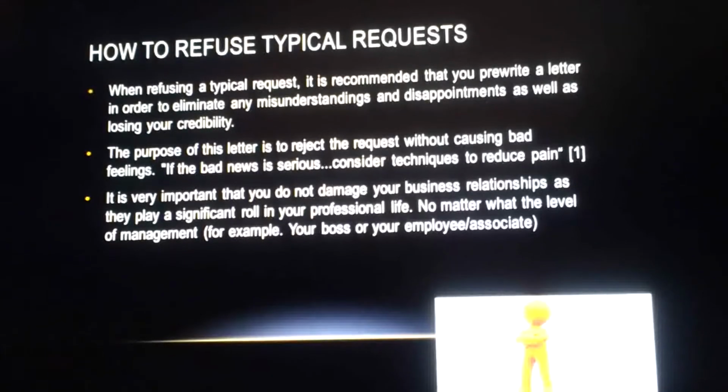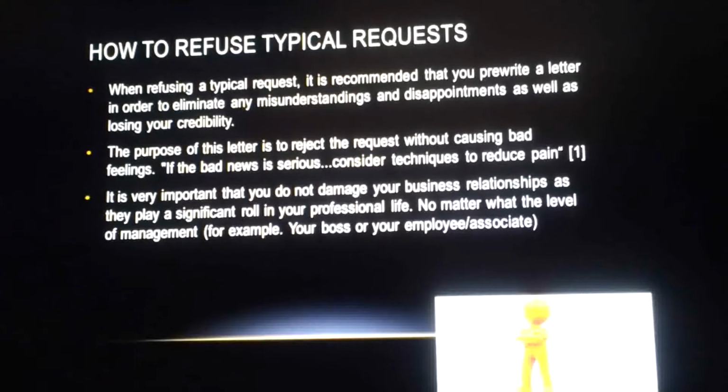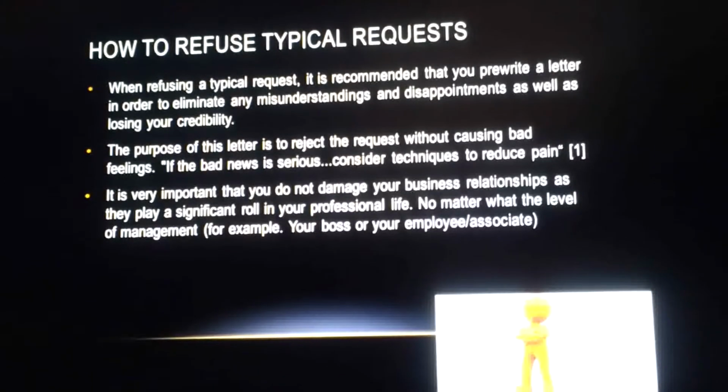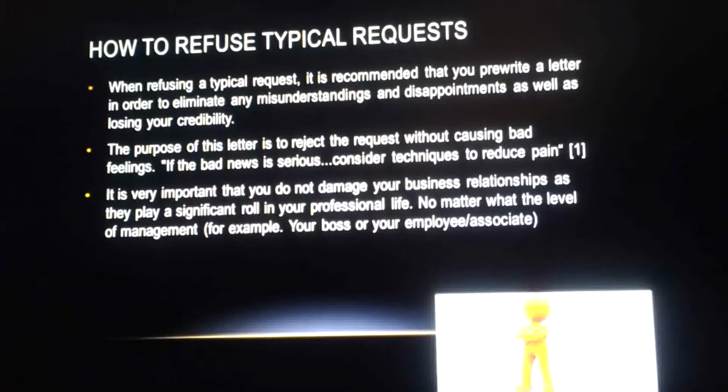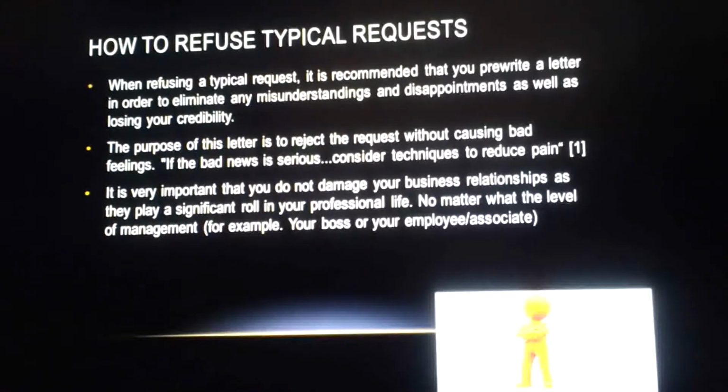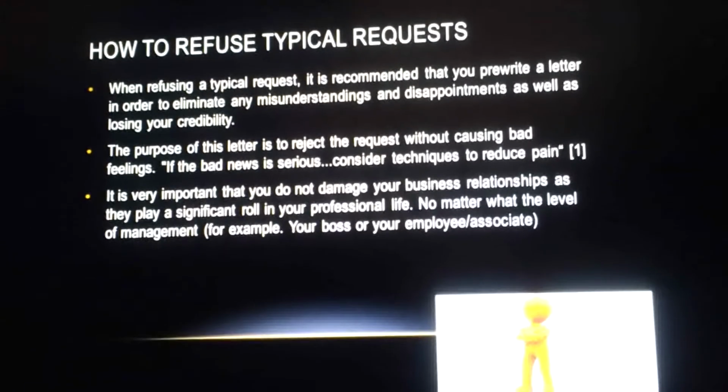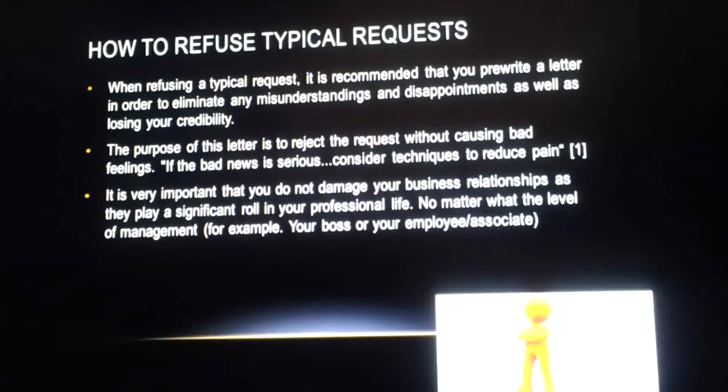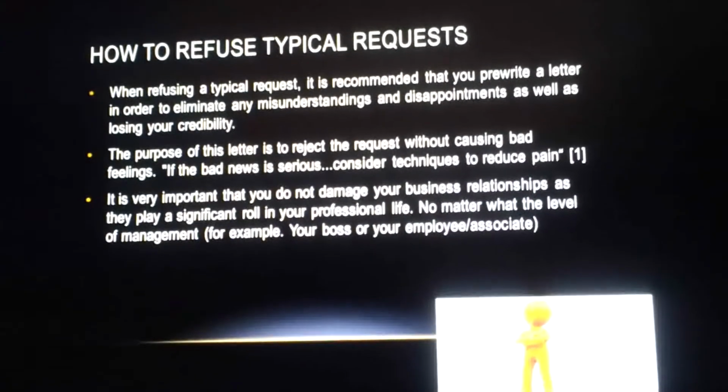This pretty much just means that if you're rejecting a request, it might cause harsh feelings, so you need to be precise and explanatory to soften the bad news. It is very important that you do not damage your business relationships, as they play a significant role in your professional life and your further opportunities to come. No matter what the level of management, for example, your boss or your employee or associate.